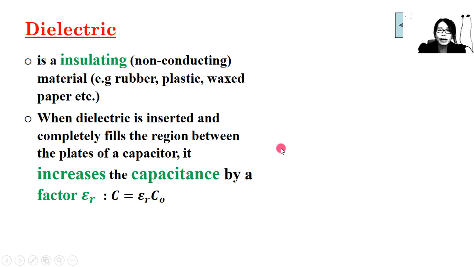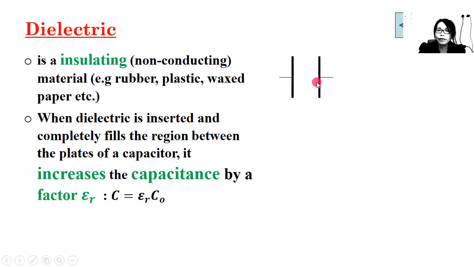A dielectric is an insulating or non-conducting material, for example rubber, plastic, wax paper. So, when a dielectric is inserted and completely fills the region between the plates of the capacitor, it will increase the capacitance by a factor of epsilon r, whereby the capacitance will be equal to epsilon r multiplied by C naught.